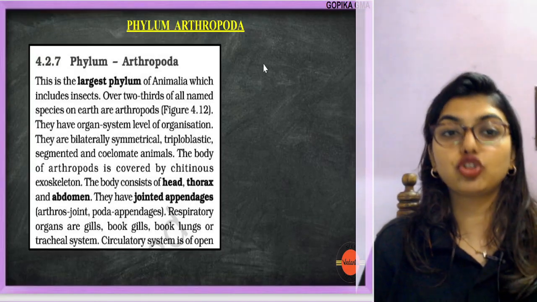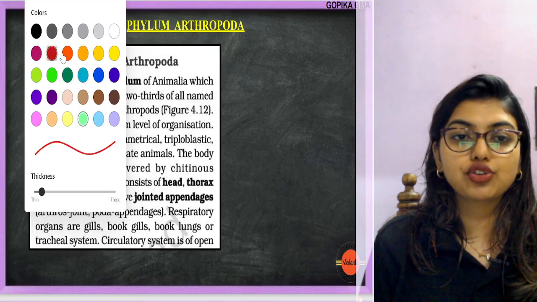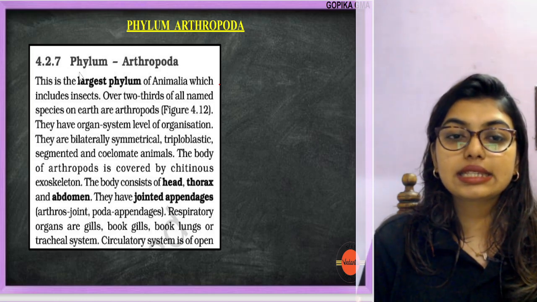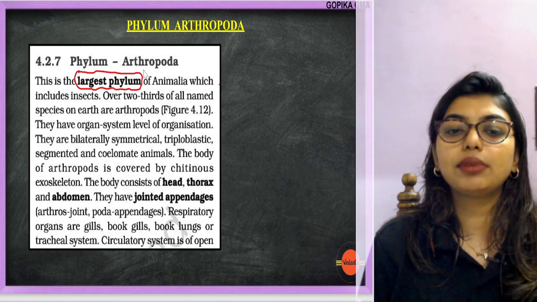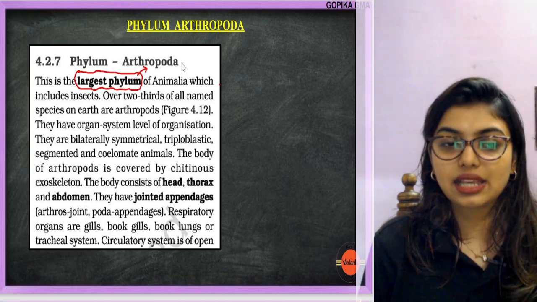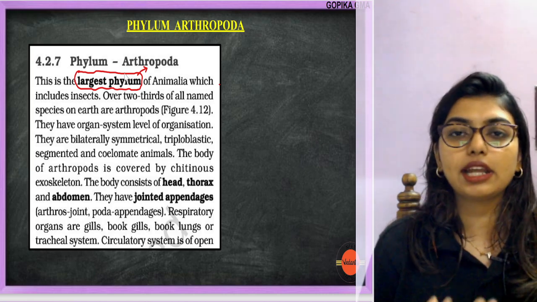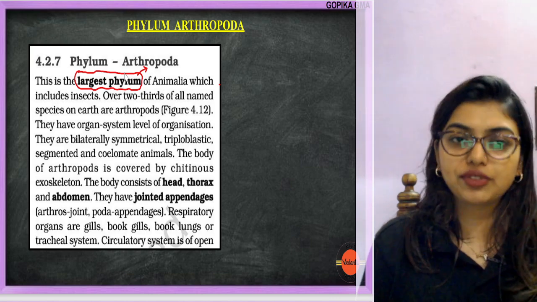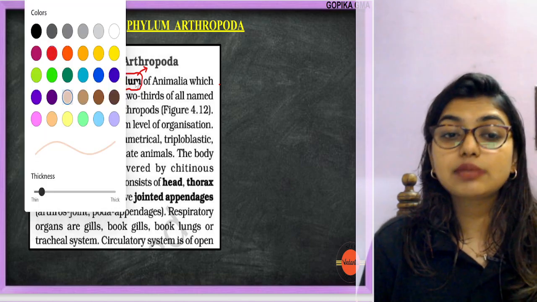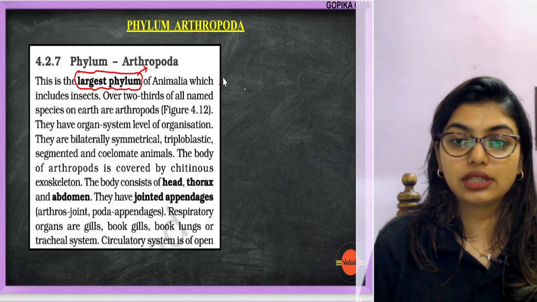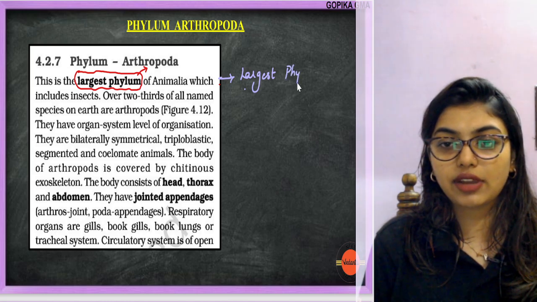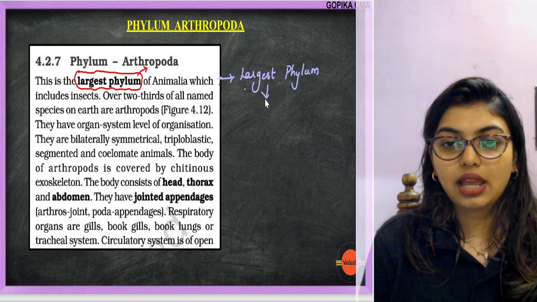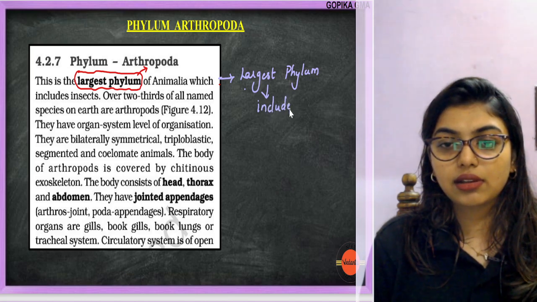Okay. Next is phylum Arthropoda. Before I go to phylum Arthropoda, you should remember one thing: this is the largest phylum in the entire animal kingdom, and these people have insects. There are so many types of insects, known insects, unknown insects, a lot of them, right? So insects are widely spread everywhere. This is the largest phylum, and this includes insects. Yes or no?